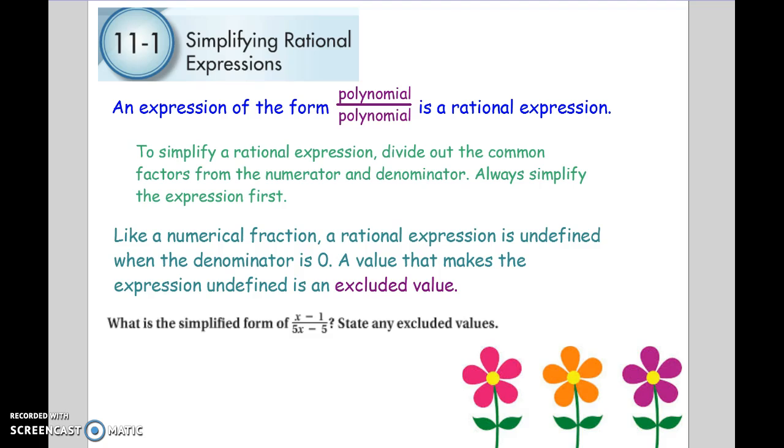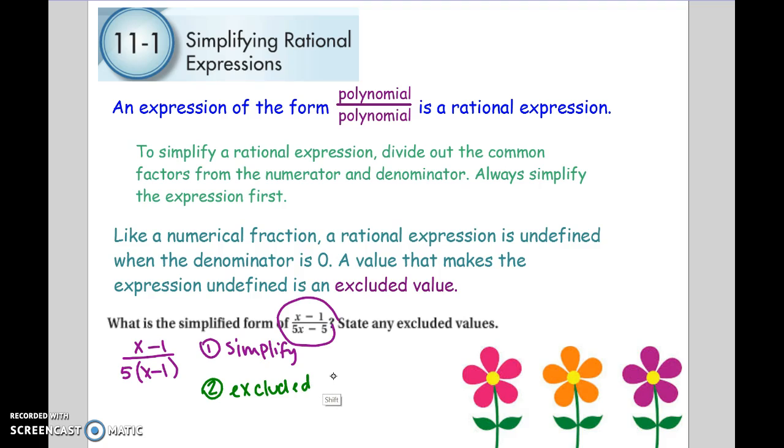So the first thing I'm going to do, if you look at this example at the bottom, is simplify it as much as I can. On the top there's nothing I can do, it remains as x minus 1, but on the bottom I can factor out a 5. So my first step is to simplify. My second step is going to be to find my excluded values. The way that you find your excluded values is you take the bottom, your denominator, and you put it equal to 0.